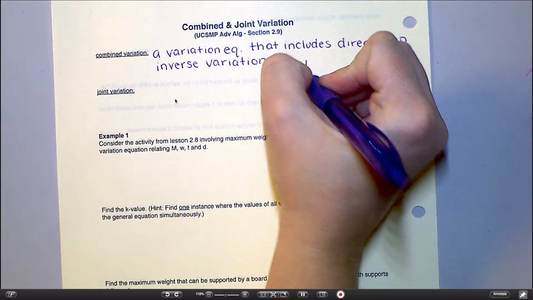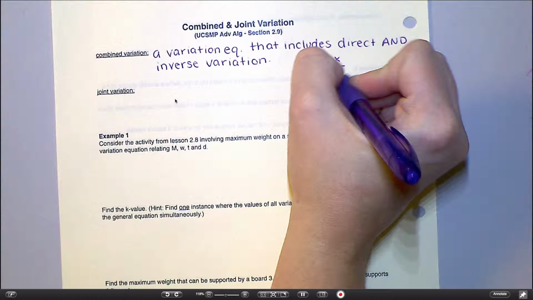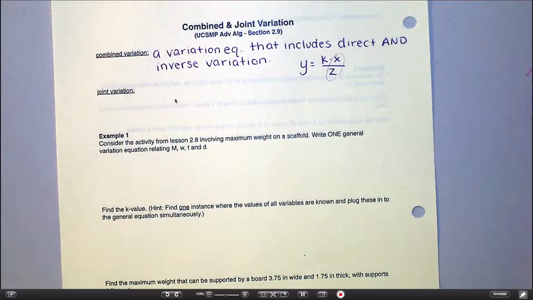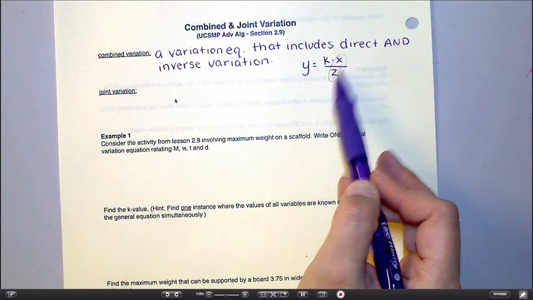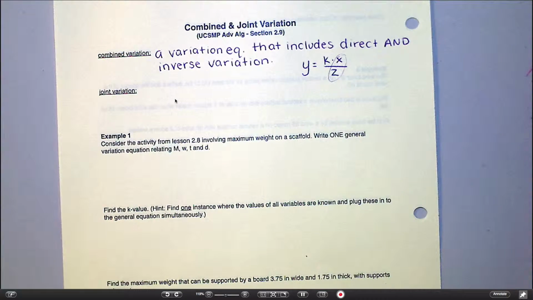Something like this: y equals k times x divided by z, where x and z are both considered to be independent variables. Okay? So you're looking at the relationship. What effect do these two variables have on your y value? Because remember we talked yesterday about how there are a lot of situations where more than one variable really affects what it is you're looking at.